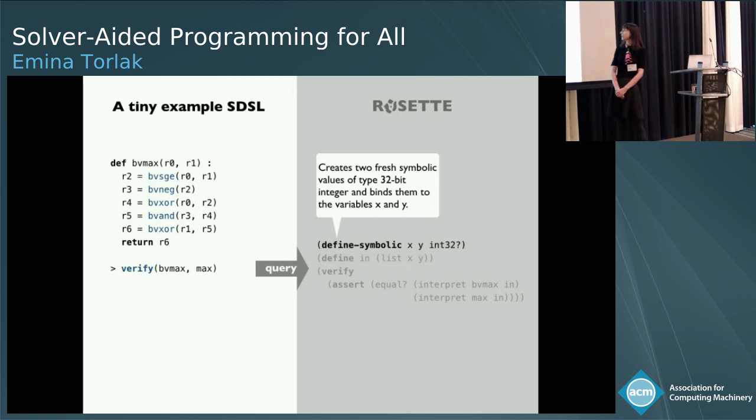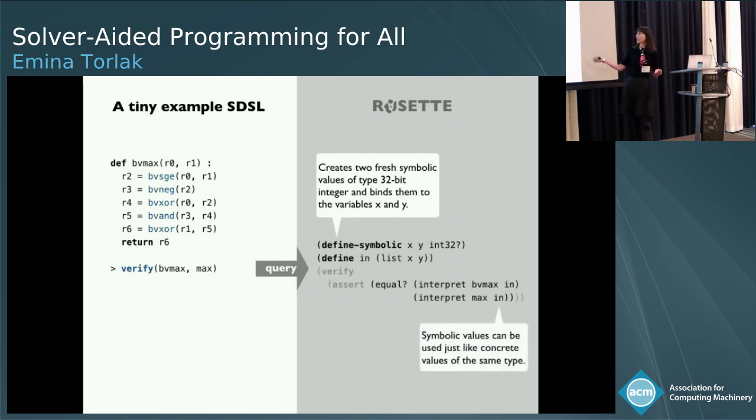Now, you can use symbolic values of a given type in the same way that you can use concrete values of that type. All right, so you can add them together in the case of integers. You can put them into lists. You can invoke procedures on them. There's nothing special about them except for the fact that Rosette itself doesn't know their actual concrete binding. It's something that the SAT solver or the SMT solver is going to determine. All right, so now that we have these two things, we're almost done.